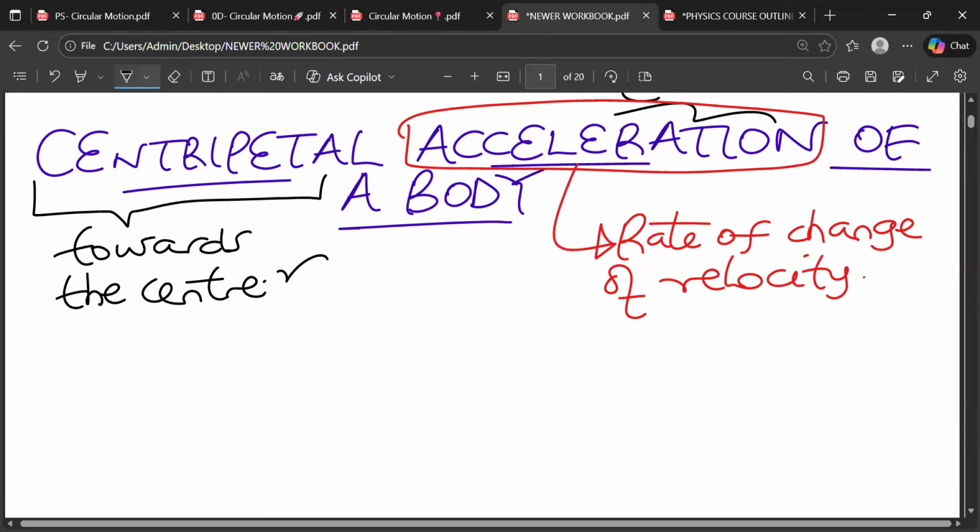So when we talk of acceleration alone, it's rate of change of what? Velocity. When I talk about centripetal, have it in mind that I'm meaning anything towards the center. So this acceleration is going to be towards what? The center. Of course, we are talking of circular motion. The center is something obvious. You get the point?